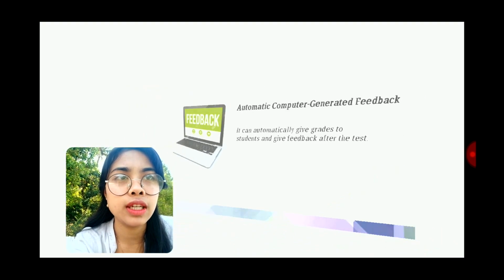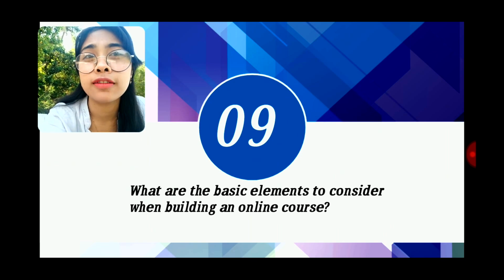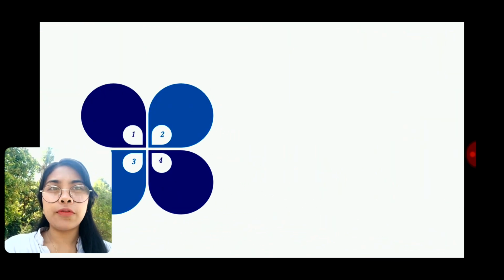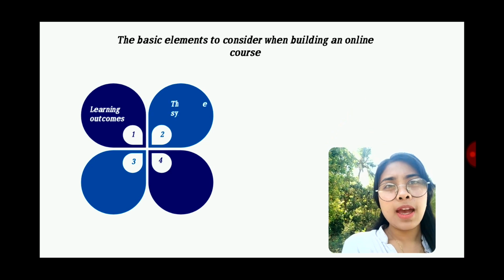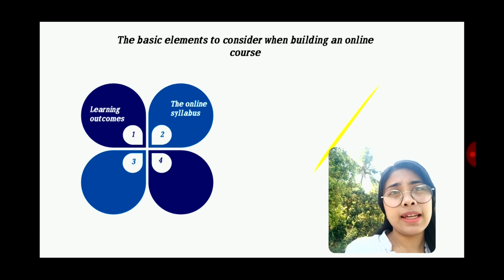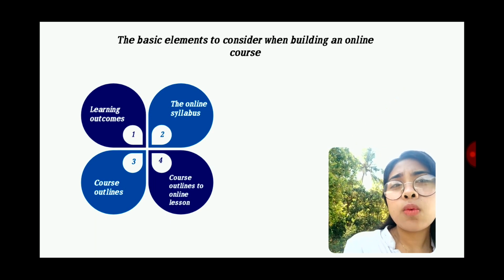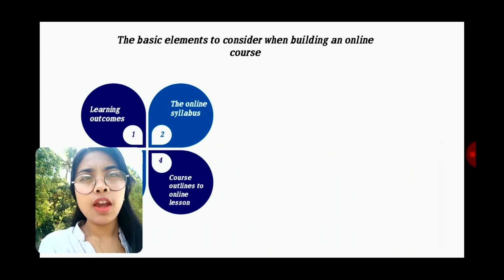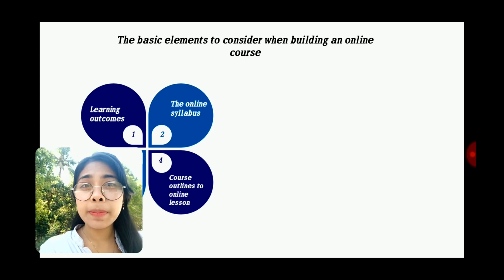The next question is, what are the basic elements to consider when building an online course? Let's check this out. There are 4 elements that should be considered to build an online course. The first is learning outcomes. The second is the online syllabus. The third one is the course outline. And the fourth one is the course outline to online lessons. These are the basic elements to build an online course that should be considered.